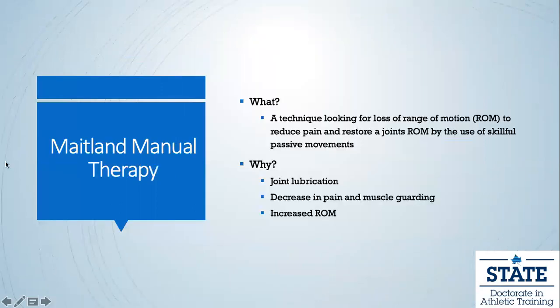So the first technique we'll go over is the Maitland manual therapy technique. Basically, with this technique, we're looking for a loss of range of motion in a joint to reduce pain and restore the joint's range of motion by the use of passive movements. And again, the intent is to decrease pain, increase range of motion, inhibit any muscle guarding or muscle spasming, and also for joint lubrication, to influence more fluid in that joint to get a smoother glide when moving.